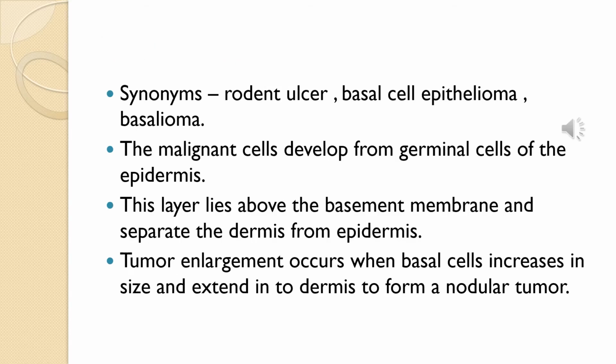Synonyms for basal cell carcinoma are rodent ulcer, basal cell epithelioma, and basalioma. The malignant cells develop from germinal cells of the epidermis. This layer lies above the basement membrane and separates the dermis from the epidermis. Tumor enlargement occurs when basal cells increase in size and extend into the dermis to form a nodular tumor.